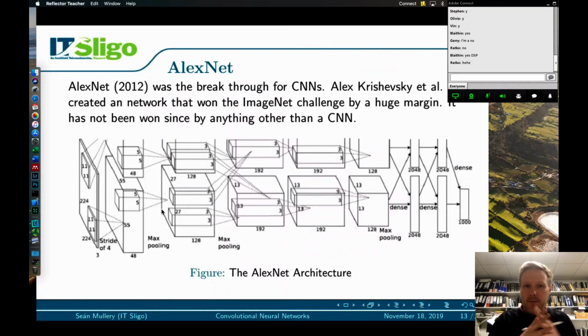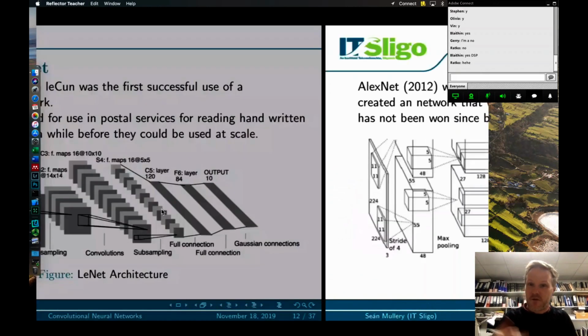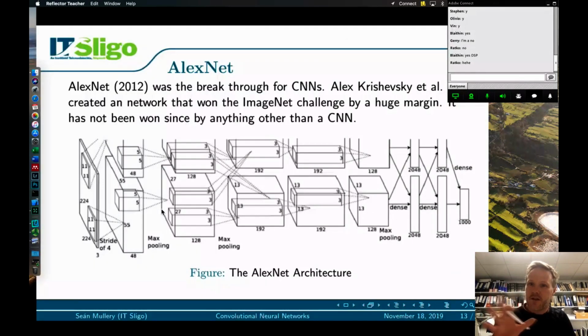Then along came the AlexNet. Now, a lot of these networks are called after the people who wrote the paper, and they were not necessarily called that in the original paper. It's called the AlexNet because the person who wrote the paper is Alex Krizhevsky, and the same with LeNet. It was probably not called LeNet in the original paper. Other people called it LeNet afterwards in order to give the paper a shortened name.